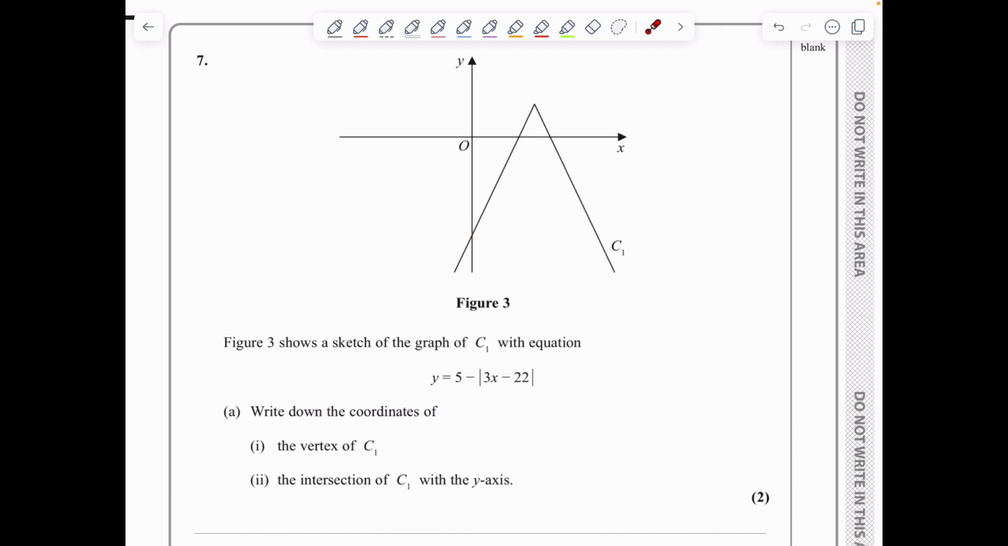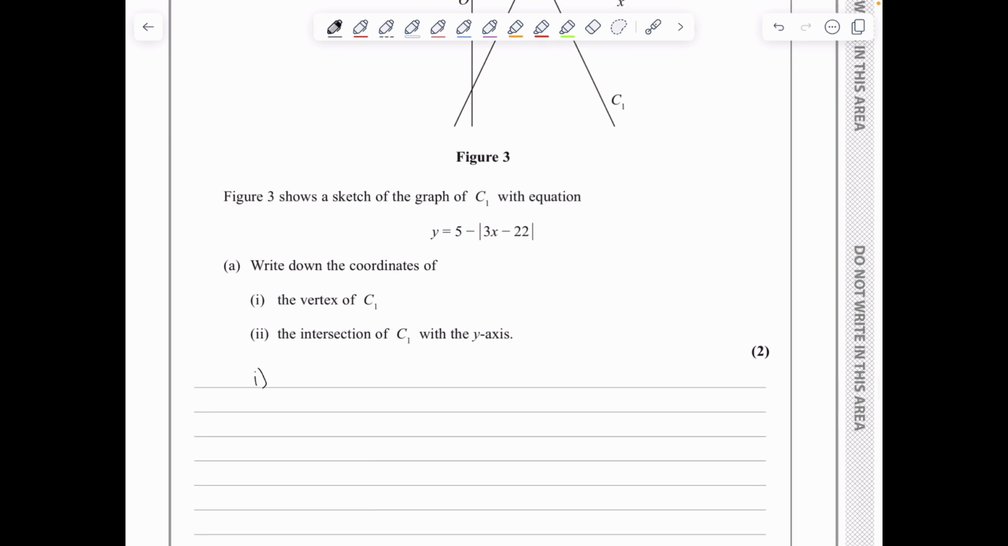We know that the vertex is at the point where the expression within the modulus is 0, so I'm starting by solving 3x minus 22 is equal to 0. So I've got 3x is 22, so x is 22 over 3. So the x coordinate is 22 over 3. And when 3x minus 22 is 0, this just vanishes, and we've got y is equal to 5. That's the y coordinate of the vertex, and therefore we conclude that the coordinates of the vertex are 22 over 3, 5.